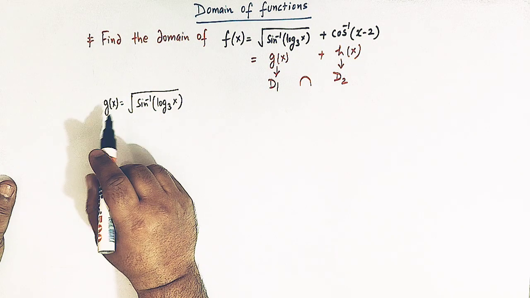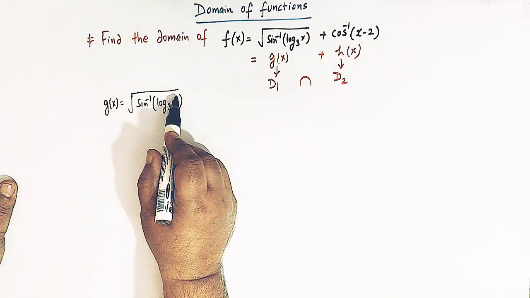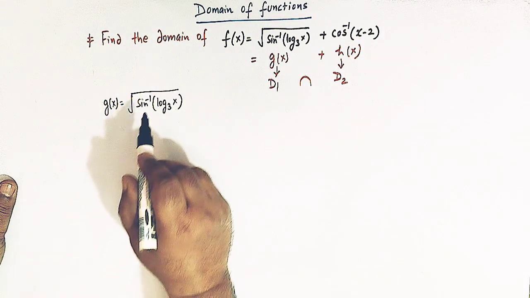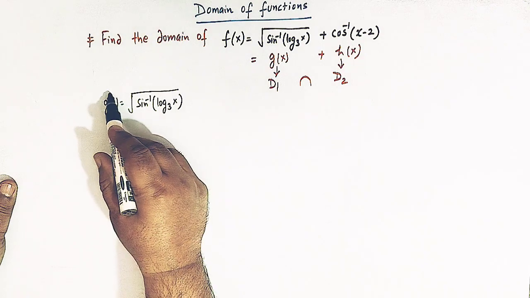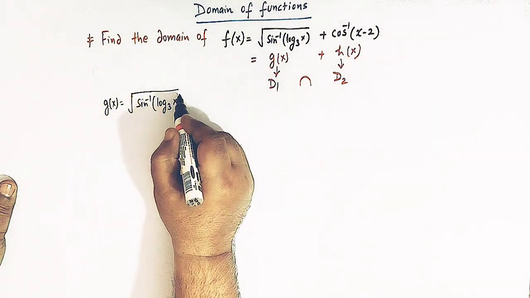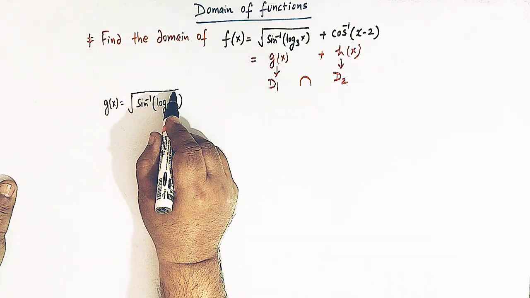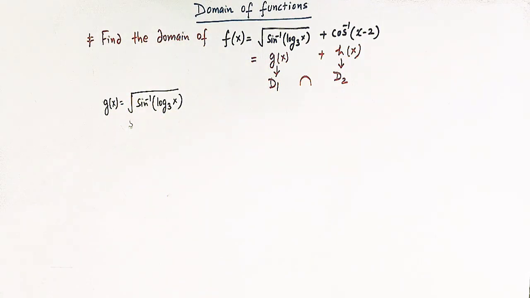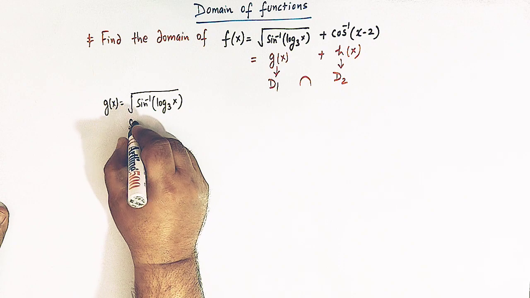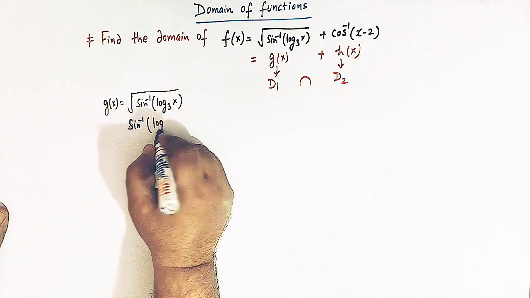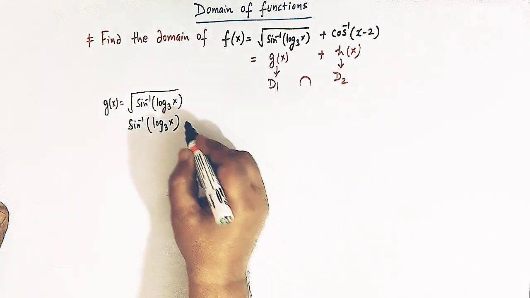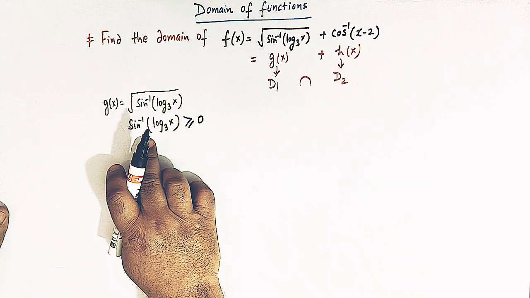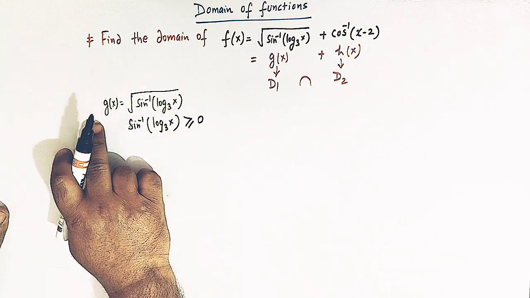So let us first consider this function g of x. Now here we have a function inside the square root sign, right? And we know that for the validity of this function g of x, the expression inside the square root sign must be greater than or equal to 0, right? So we must have sine inverse of log of x to the base 3 greater than or equal to 0, right? So this is the first step while finding out the domain of this function g of x, right?